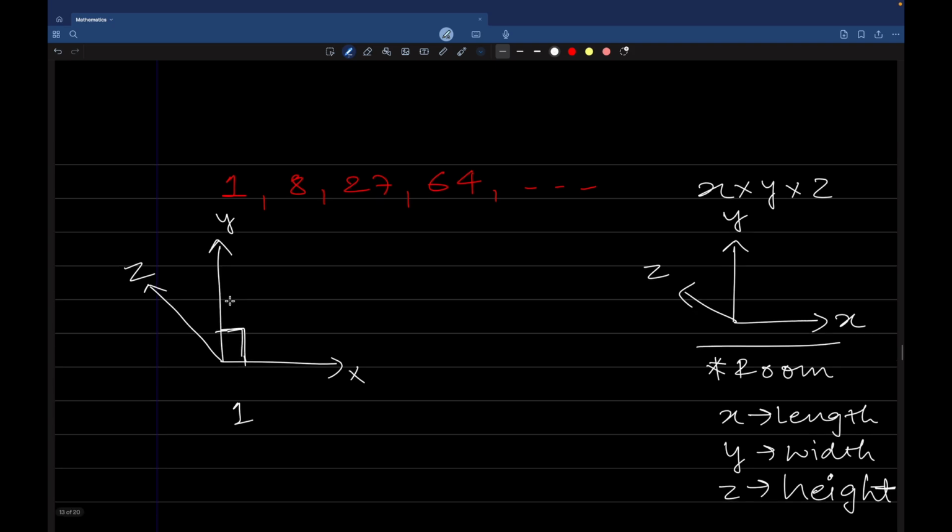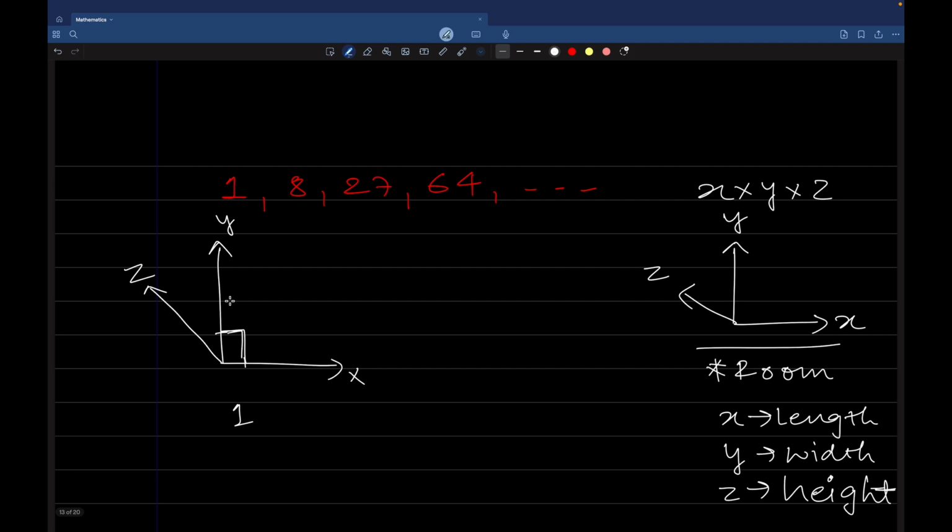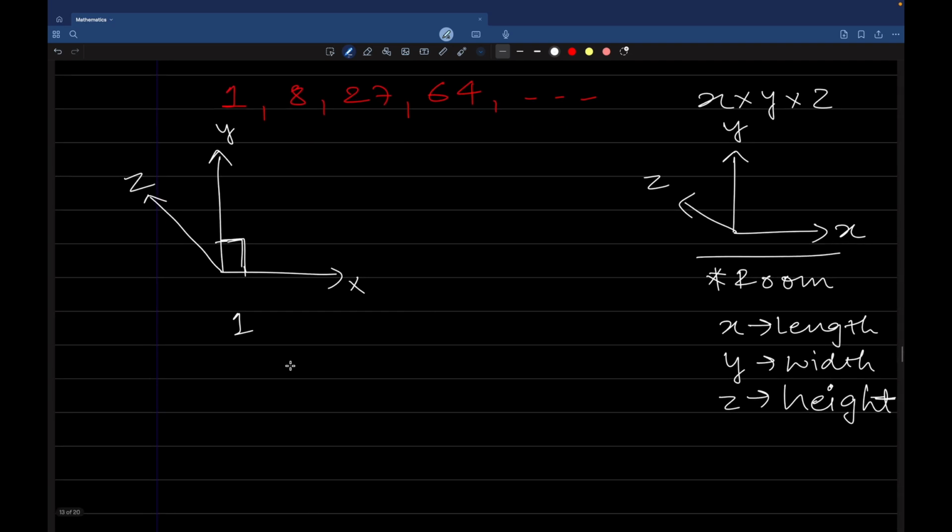We can visualize this as a dice. If we put 1 dice, this will be 1 centimeter in x direction, 1 centimeter in y direction, and 1 centimeter in z direction. If we take the example of 8, it can be represented as 2 into 2 into 2. It means 2 in x direction, 2 in y direction, and 2 in z direction.